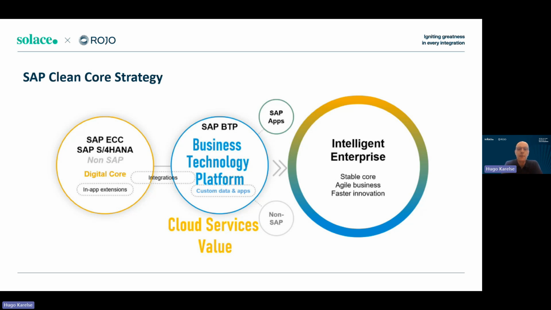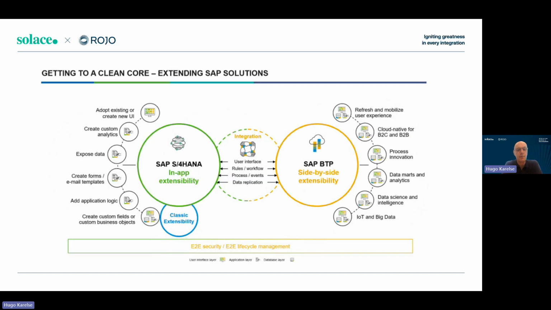So when you customize in BTP, you can achieve improved performance, you can reduce your total cost of ownership, and you stay in line with SAP's long-term roadmap for your S/4HANA backend. That's basically the aim of SAP's Clean Core strategy.